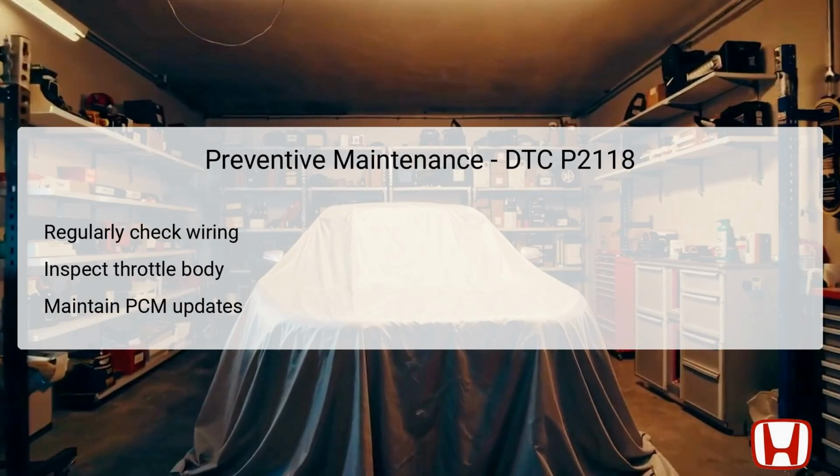To help prevent future occurrences of DTC P2118, implementing a routine preventive maintenance schedule is essential. Regularly checking the wiring harness and connectors linked to the throttle actuator and PCM can identify potential issues before they escalate into significant problems. Inspecting the throttle body for dirt, debris, or mechanical wear every few months will help ensure optimum performance. Ensuring your software for the Powertrain Control Module, PCM, is always updated with the latest manufacturer recommendations will maintain communication efficiency between all electronic systems.